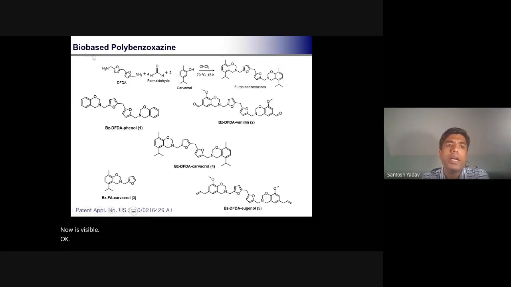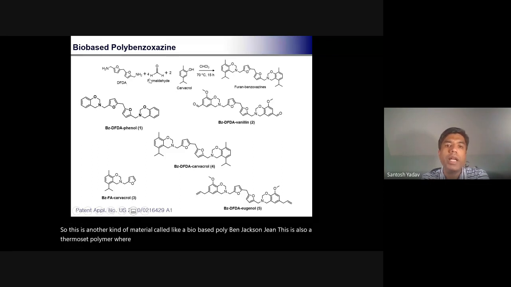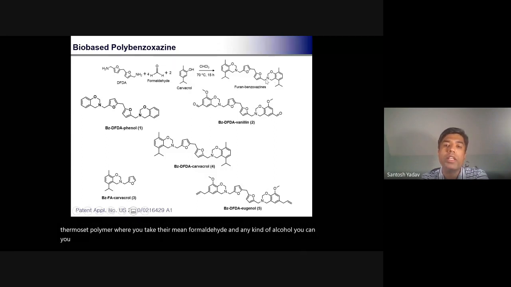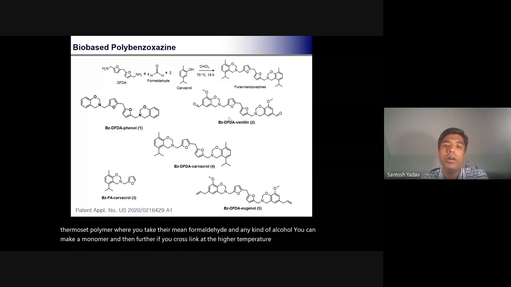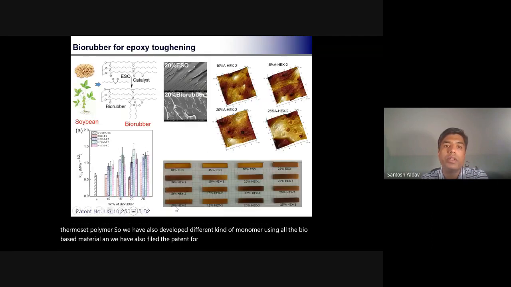So this is another kind of material called bio-based polybenzoxazine. This is also a thermoset polymer where you take the amine, formaldehyde, and any kind of alcohol. You can make a monomer, and then if you cross-link at a higher temperature, you will get a thermoset polymer. We have also developed different kinds of monomers using all bio-based material, and we have also filed a patent for this particular material.